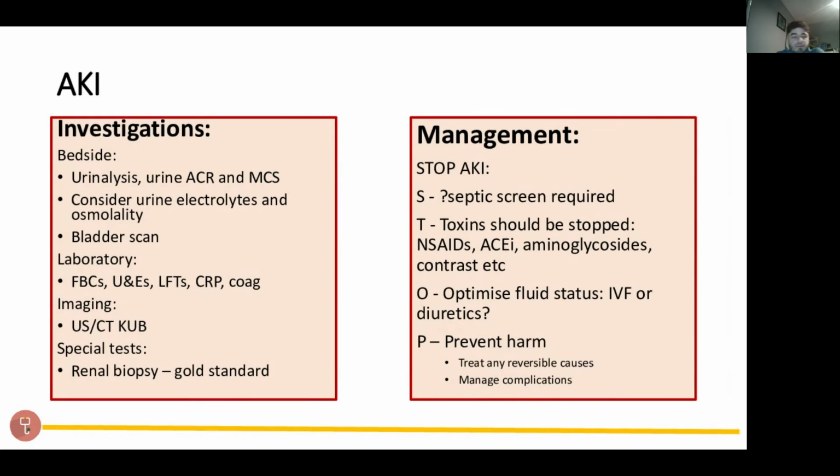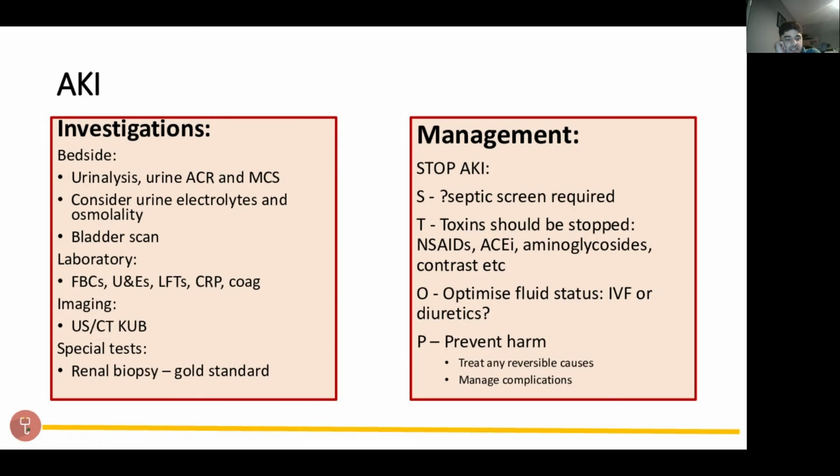Cool. So AKI investigations, remember, always split into bedside, laboratory, and imaging. Bedside are basic stuff, so a urine dip, a urine ACR, so albumin creatinine ratio, an MCS if you're worried about an infection. Consider doing urine electrolytes and osmolality, and that again will help you with what we just described in terms of differentiating pre-renal and renal. A bladder scan can be helpful as well. This is a bedside test.